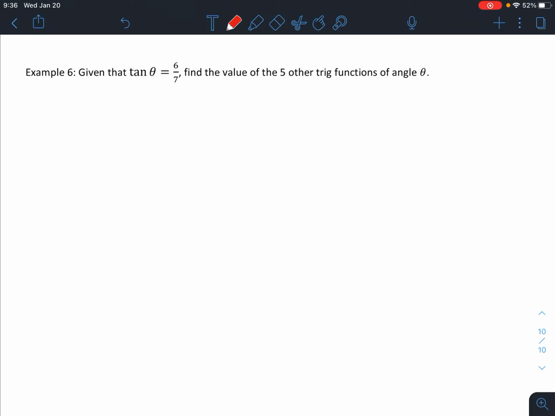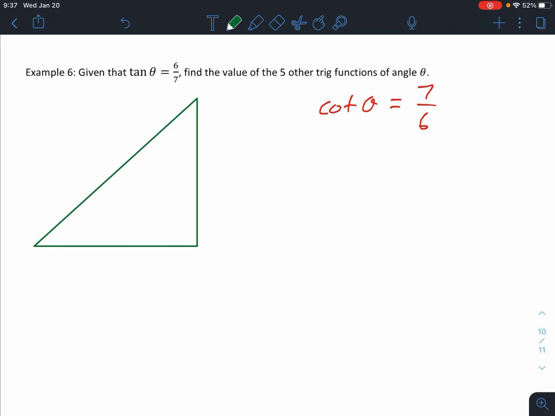Which brings us to our last one here. The tangent is 6 over 7. I'm going to go ahead and write down what I know. I know the cotangent must be 7 over 6. Okay, now I can draw my triangle. Tangent is opposite leg over adjacent leg.